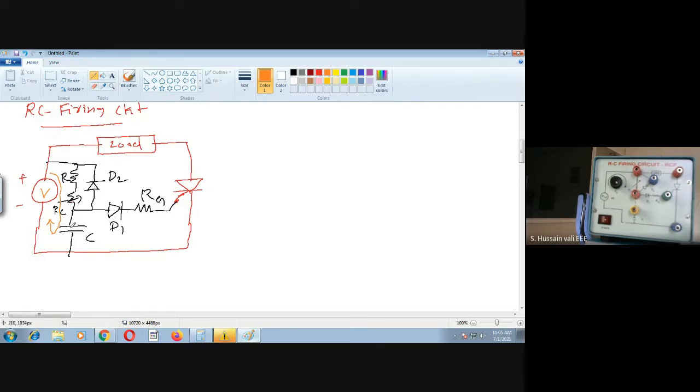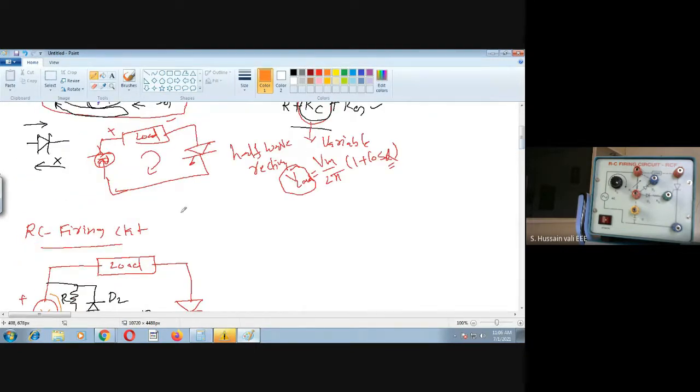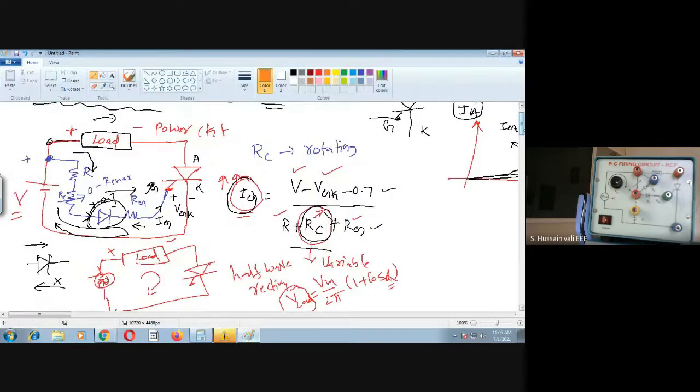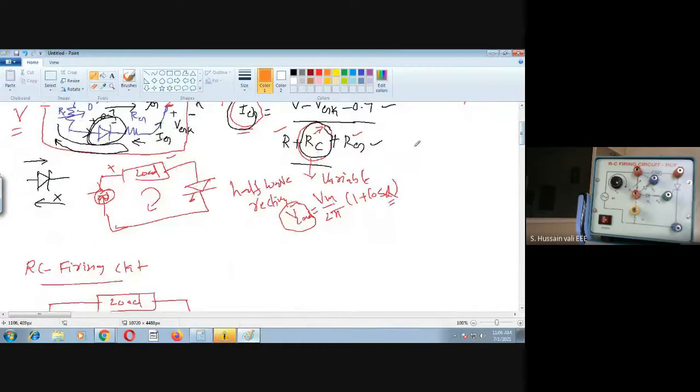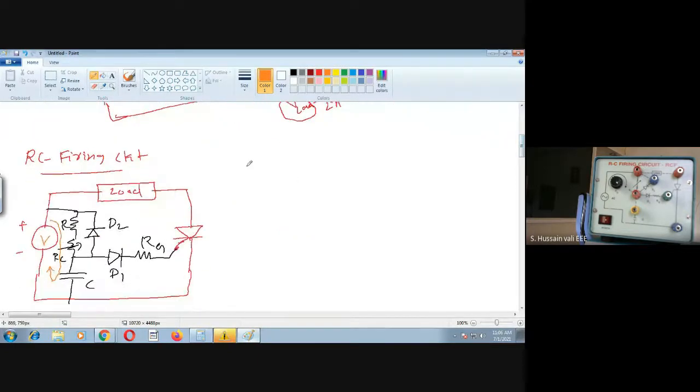What is the advantage of the RC firing circuit over the R firing circuit? Theoretically, you might have studied somewhere, I'm sure about that. There is one main important thing. That derivation I'm not going to tell. When the R circuit is there, what is the necessity of the RC firing circuit? You must get this question. In the R circuit, the alpha value, the firing angle, you can vary only from 0 to 90, whereas in case of RC, you can vary alpha from 0 to 180.